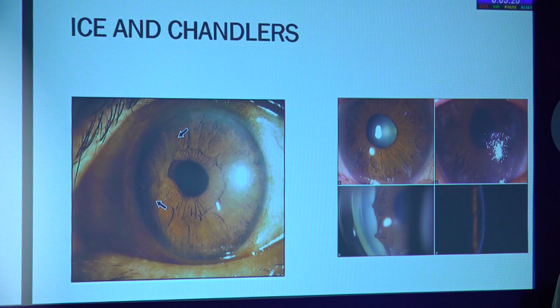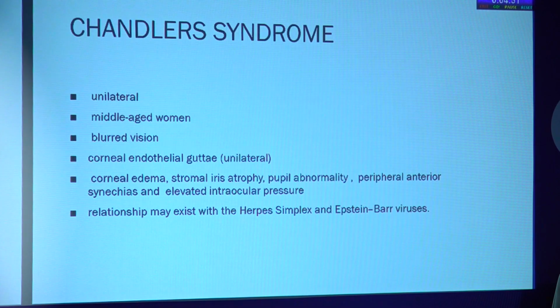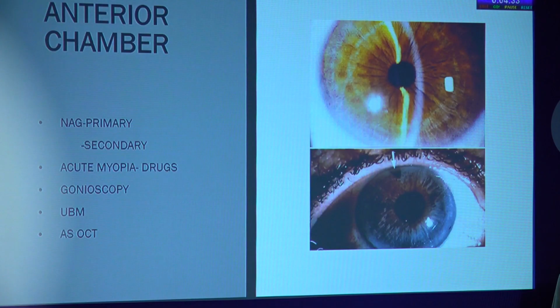Now coming to ICE, and especially in this, Chandler syndrome can present as a diagnostic challenge. In the early stages, the eye looks like this, very, very quiet. But the patient will come complaining of intermittent visual disturbances, and at that stage, if you do a gonioscopy, you will find this peripheral anterior synechiae. It will eventually progress to a full-blown corneal edema. These are usually seen in middle-aged women as a unilateral case of blurred vision, and only a careful examination will reveal these endothelial guttatae, and will progress to corneal edema and stromal iris atrophy and all the associated symptoms. It has been postulated that HSV and Epstein-Barr viruses are implicated in these cases.